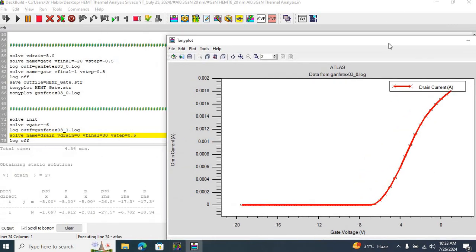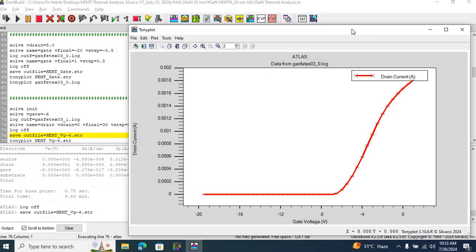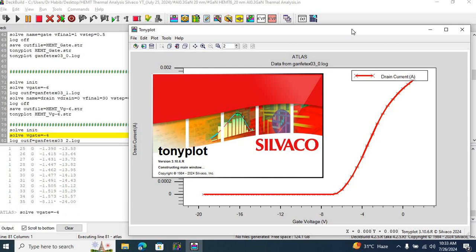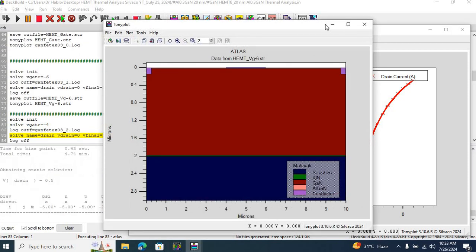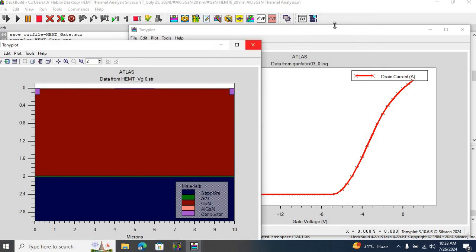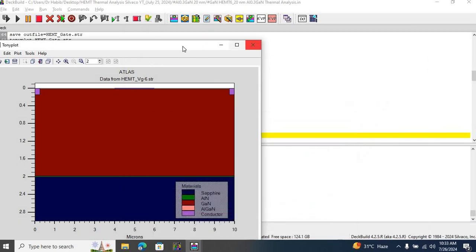Now what does it mean? We can use the aluminum gallium nitride HEMT as a high power switching device. It means that in order to turn off the device, we need to apply a voltage of minus 6 volts to the gate of this structure. Now let me minimize this one.